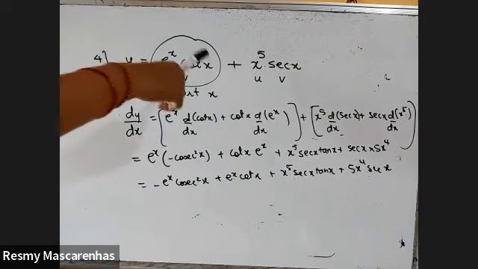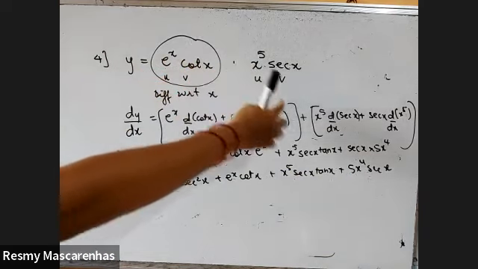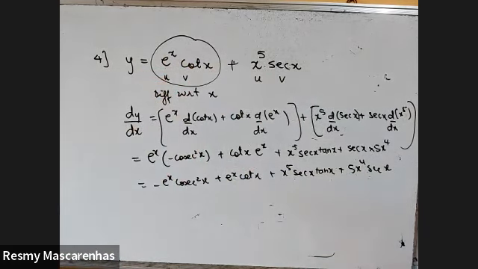So as long as there is a plus, or even if there was a minus, you have to put the minus. Only when there's a multiplication, you have to apply this form.